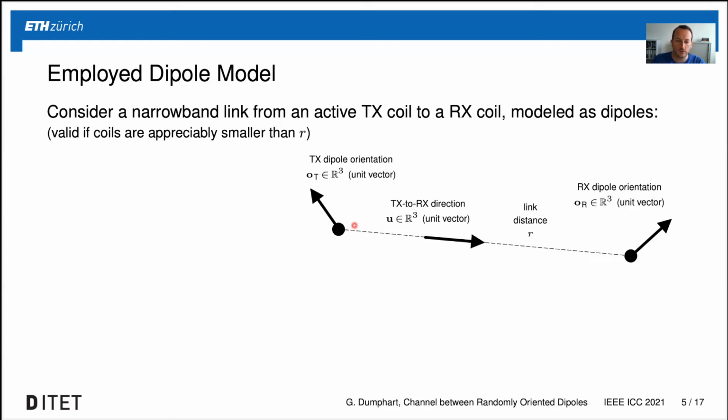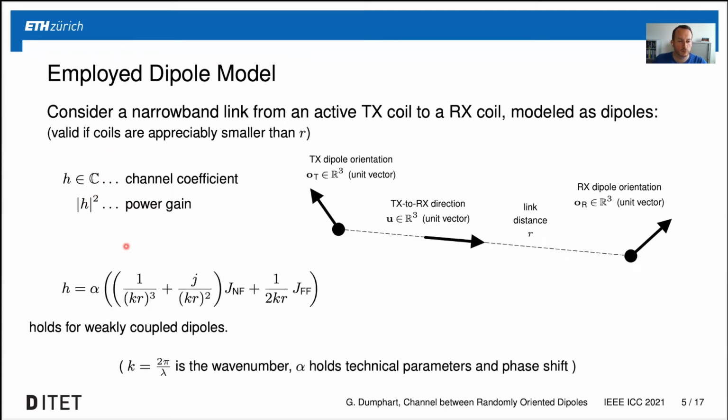We have a transmit dipole, which represents the transmit coil. So the orientation here is the coil axis orientation, also here coil axis orientation on the receive side. Unit vectors o_T, o_R, and we have a transmitter to receiver direction vector. The quantities that describe this link are the complex valued channel coefficient, the amplitude gain, and the power gain from transmitter to receiver is the squared absolute value.